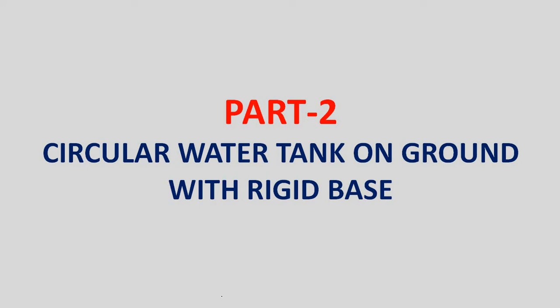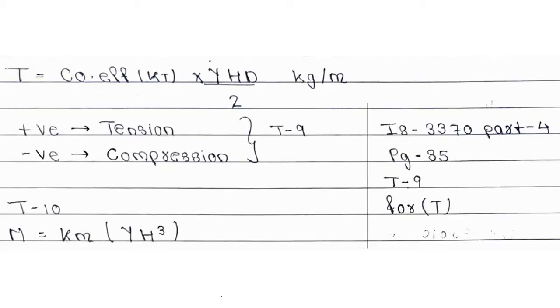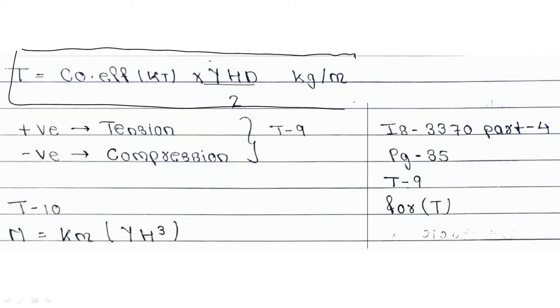In this we will see the circular water tank on ground with a rigid base. As per IS 3370 part 4, page number 35, it provides some formulas, such as capital T equals coefficient KT into sigma into gamma HD by 2. This is the standard formula. You have to remember this for the tension, which means capital T. Its application we will see in the further calculations.